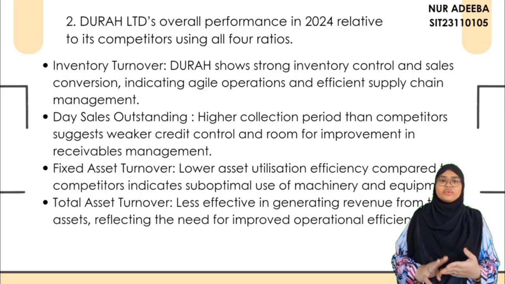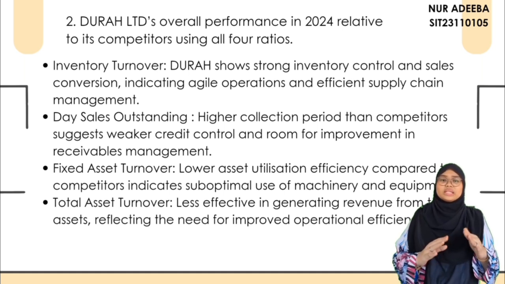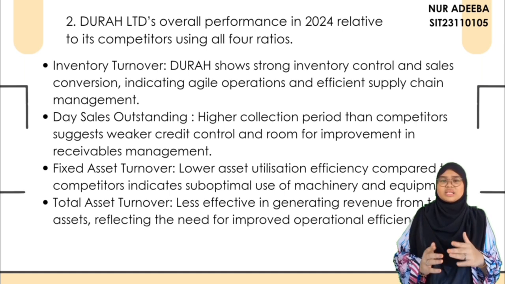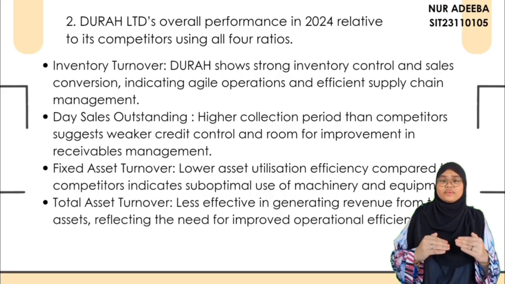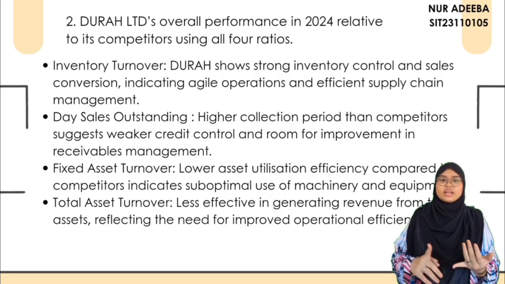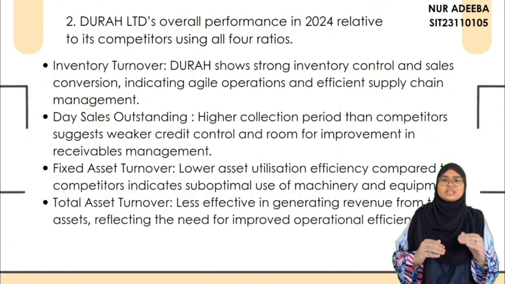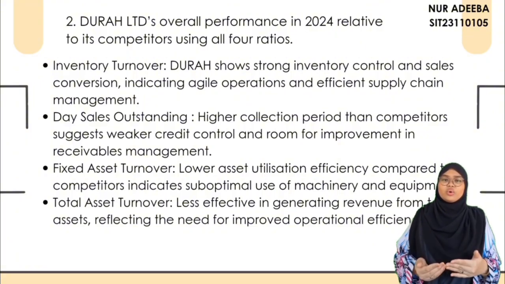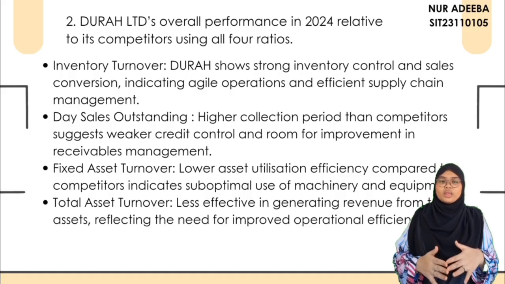The third is fixed asset turnover. The company's lower ratio compared to competitors suggests it is not maximizing the use of its fixed assets such as machinery and equipment. This inefficiency could hinder its ability to generate high revenue from existing investment.